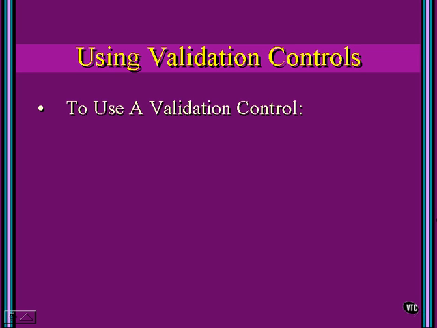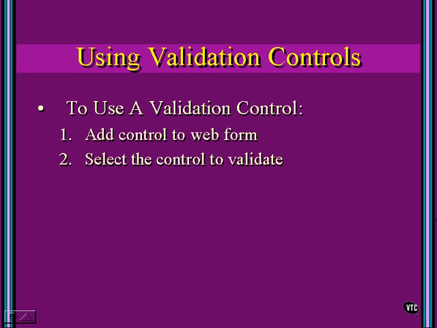Now, to actually use a validation control, 3 simple steps. Number 1, we're going to add a control to a web form. We're just going to drag it over there out of the toolbox. Number 2, we're going to select the control to validate, and I'll show you this. We do this in the properties box at design time in Visual Studio, and then we're going to set validation properties. We're going to set, for a range validator, what's the minimum, maximum range. For text, we can decide, and you'll even see here with the range validator, we can decide what error message shows. We can decide how it lays out on the page and so forth.